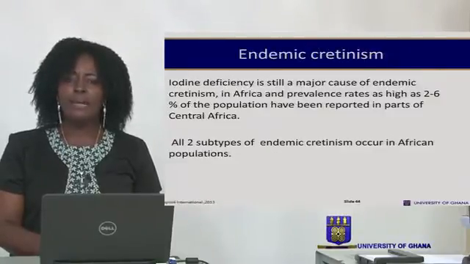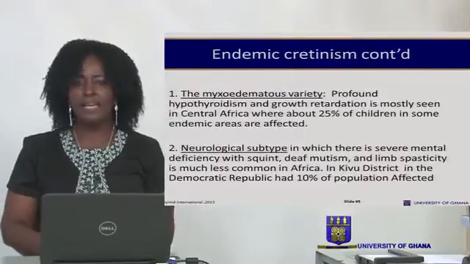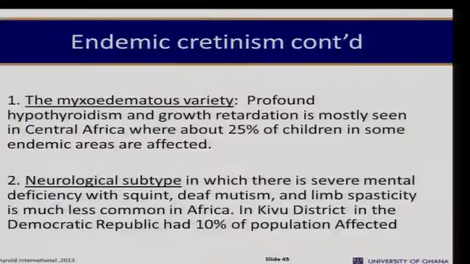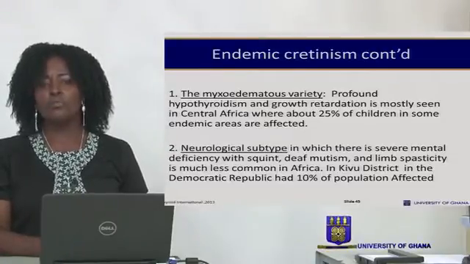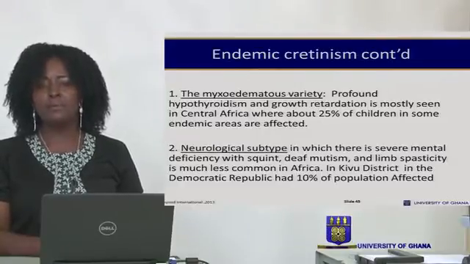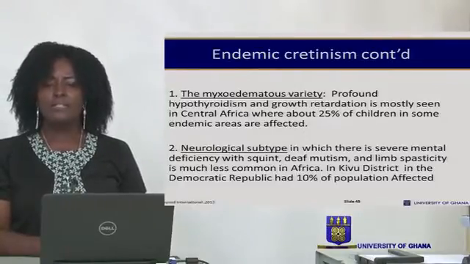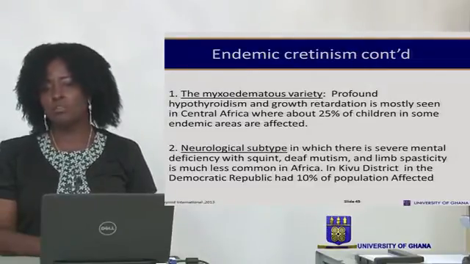When it comes to endemic cretinism, we are saying that there are 2 subtypes, as I have mentioned earlier, and the myxedematous variety is what you saw in the picture in the children with protruding abdomen. In Central Africa, there are some communities where 25% of the children in the endemic area were affected with the myxedematous variety. That is not to say that the neurologic subtype is not common.